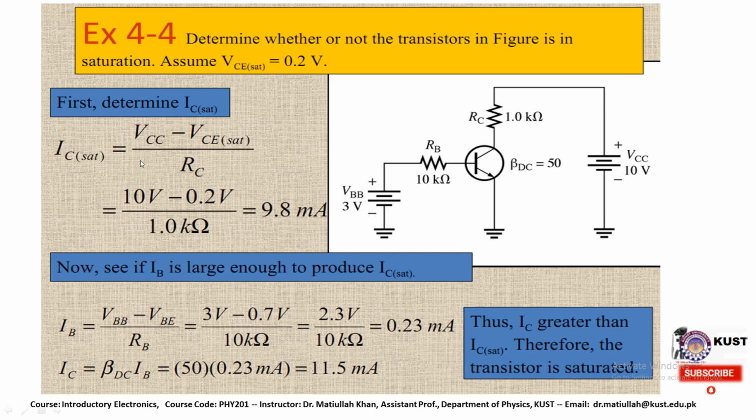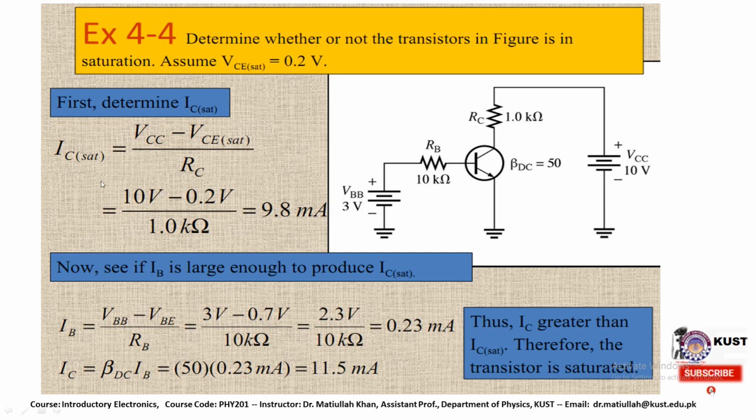This is 0.2 volt, and VBB is 3 volt. The resistance RB for this particular case is 10 k ohm, RC is 1.0 k ohm, and beta DC is equal to 50, which is the ratio. The magnitude of VCC is 10 volt. So we need to determine whether the transistor in this particular system is in saturation mode or not. First we need to determine the value of collector current.